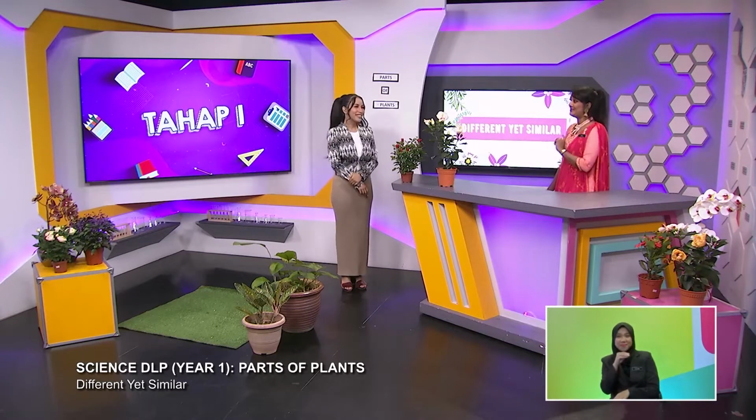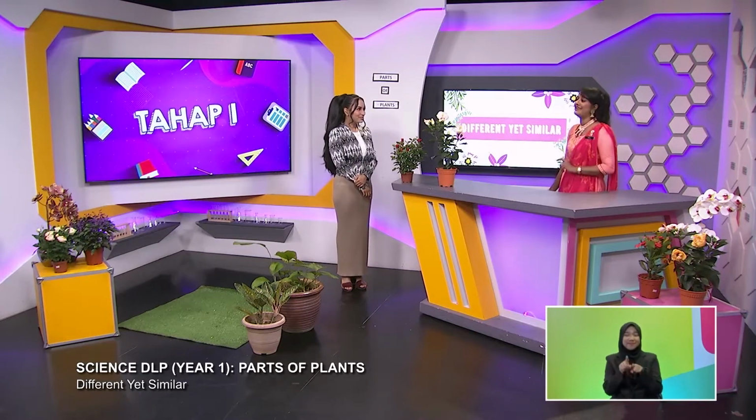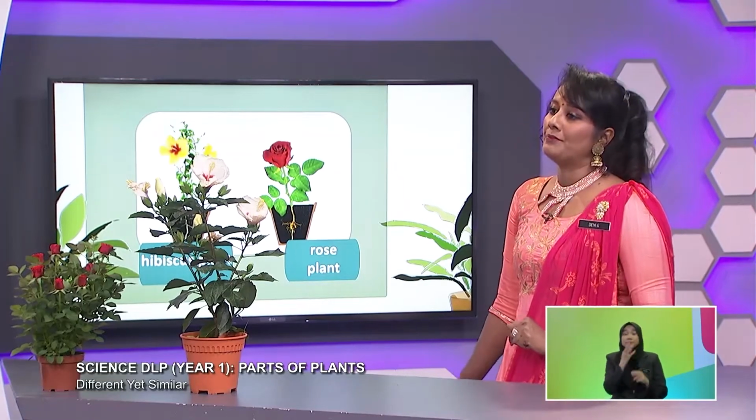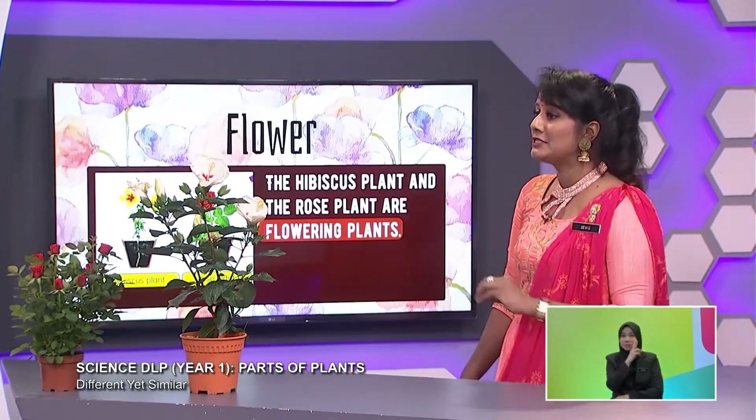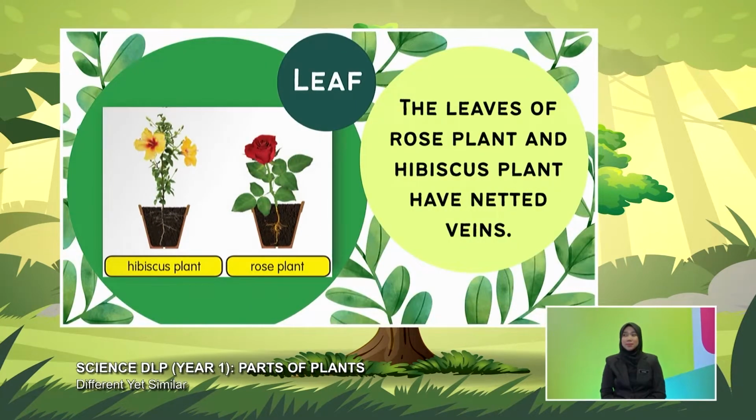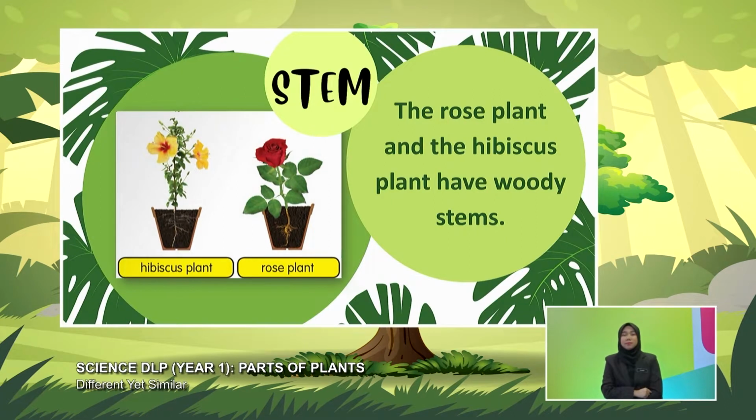So what you said just now, they look different. We have a hibiscus plant and a rose plant here. When you look at these flowers, the hibiscus plant and the rose plant are flowering plants. And then the leaves of the rose plant and the hibiscus plant have netted veins. And the stems, when you look at the stems, the rose plant and the hibiscus plant have woody stems.